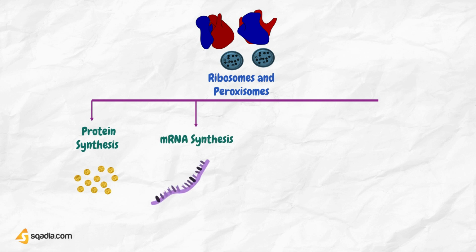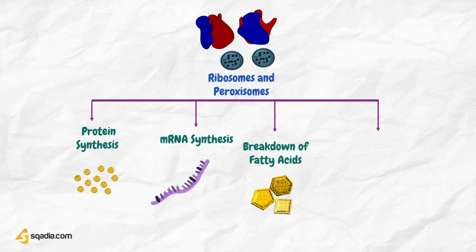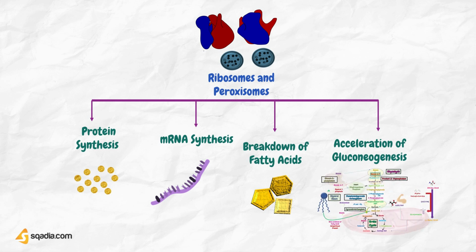Peroxisomes or microbodies are membrane-limited vesicles like the lysosomes. Unlike lysosomes, peroxisomes are pinched off from the endoplasmic reticulum and not from the Golgi apparatus. Peroxisomes contain some oxidative enzymes such as catalase, urate oxidase, and amino acid oxidase. Its functions include breakdown of excess fatty acids, detoxification of hydrogen peroxide and other metabolic products, oxygen utilization, acceleration of gluconeogenesis, degradation of purine to uric acid, role in the formation of myelin and bile acids.